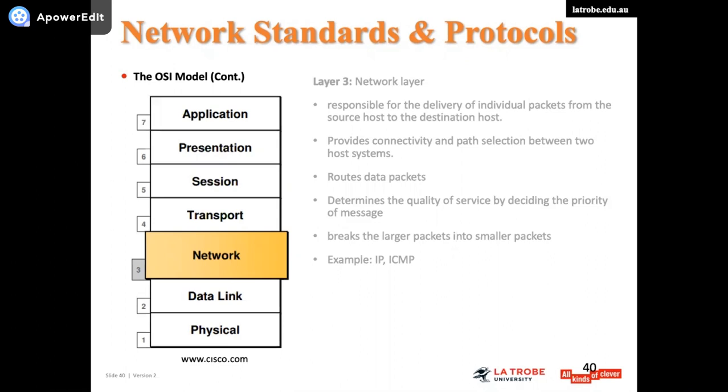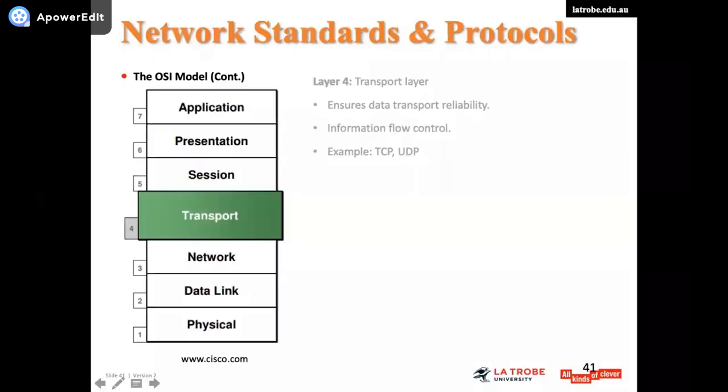So layer 4 is called the transport layer. This layer ensures data transport reliability. As we mentioned, reliability is very important for many services. So how to do that? This layer has many mechanisms to improve reliability, such as handshakes and techniques like acknowledgement. Another important thing on this layer is called flow control.